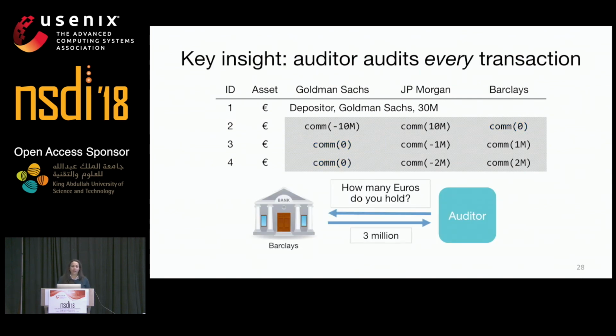A key insight we had with zkLedger was to achieve completeness, the auditor can actually audit every transaction. So here, the auditor will ask Barclays, how many euros does it hold? Barclays will answer 3 million. And the auditor will ask Barclays to open up a commitment to every transaction in Barclays' column. So note here that Barclays doesn't get to pick and choose which transactions the auditor is going to look at. The auditor actually looks at them all. And because of this, the auditor is convinced that Barclays isn't leaving anything out.